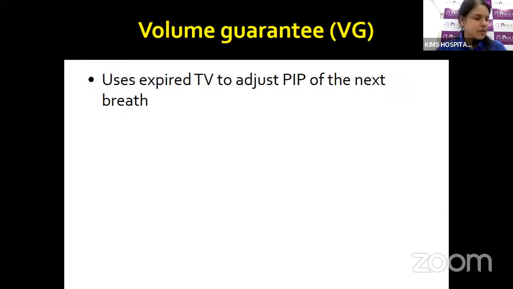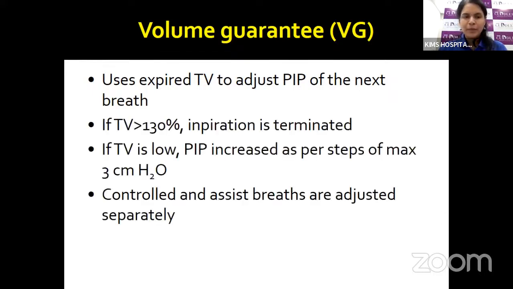So volume guarantee generally uses the exhaled tidal volume to adjust the PIP of the upcoming breath. If the tidal volume at any point crosses 130% of the set tidal volume, inspiration is abruptly terminated. The expiratory valve of the ventilator would open, and the flow is just released, and the rest of the breath is terminated at any point of time if the tidal volume crosses 130%. So for example, if you are using a set tidal volume of 10 ml, and the tidal volume has already crossed 13 ml, then the adjustment doesn't wait until the next breath. In the same breath itself, the inspiration would be terminated, the expiratory valve will open, the ventilator will cycle to expiration.